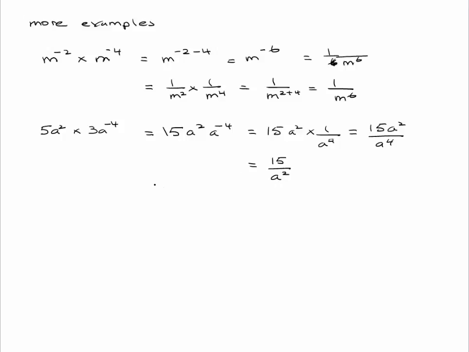Another way of looking at this is that we have 15a to the 2 minus 4, which is 15a to the negative 2, which, as we saw before, is 15 over a squared.